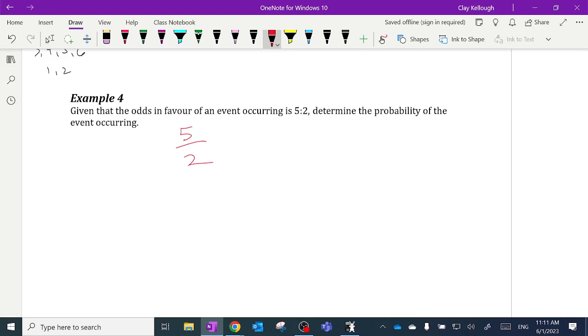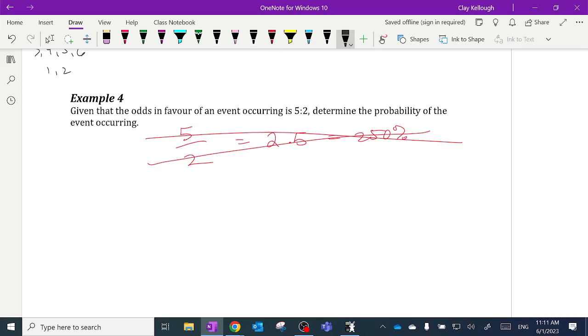I'll give you a hint. Let's make a percent out of that. That would be 2.5, which is 250%. I dare you to find me the event that has a 250% chance of happening. That does not make sense. That's not how it works. So, how does it really work?